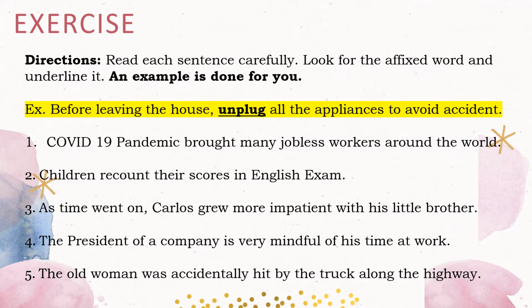Let's have the next exercise. Directions. Read each sentence carefully, look for the affixed word, and underline it. An example is done for you. Before leaving the house, unplug all the appliances to avoid accident. You have to look for the affixed word. When we say affixed word, there is a syllable added at the beginning or at the end of the root word.